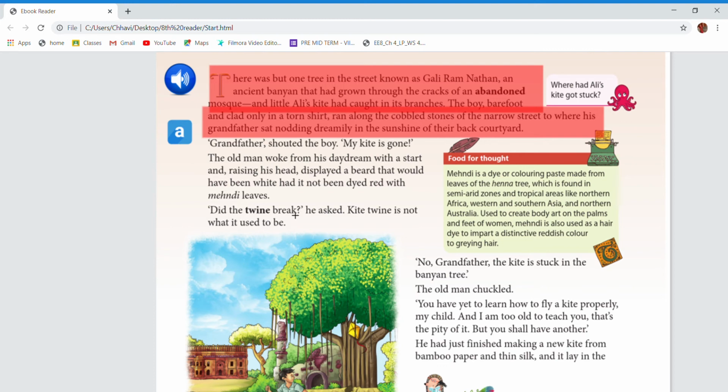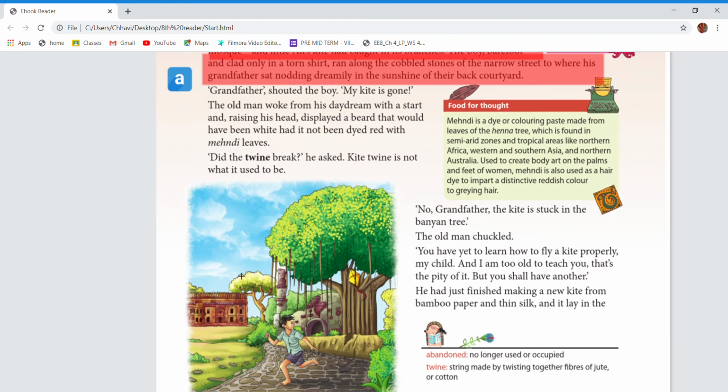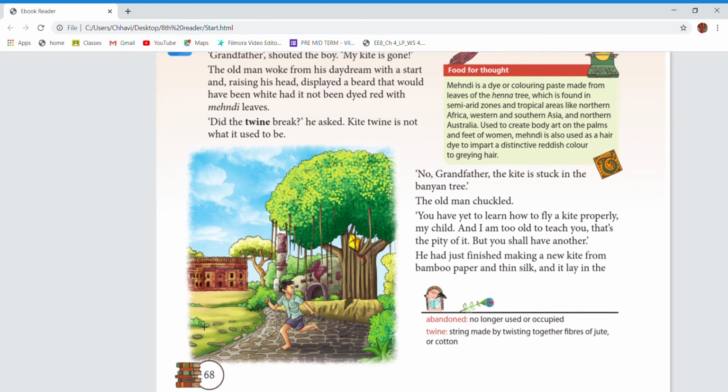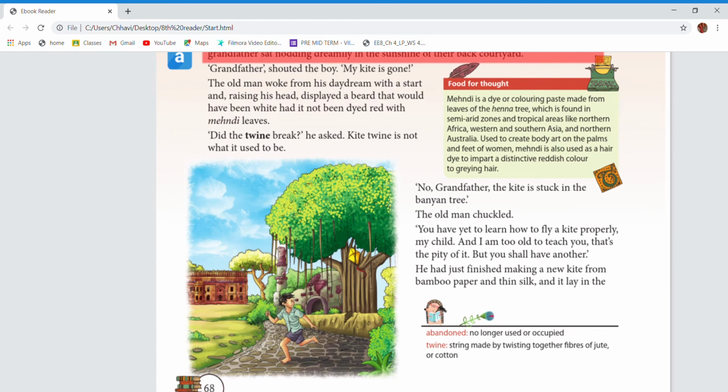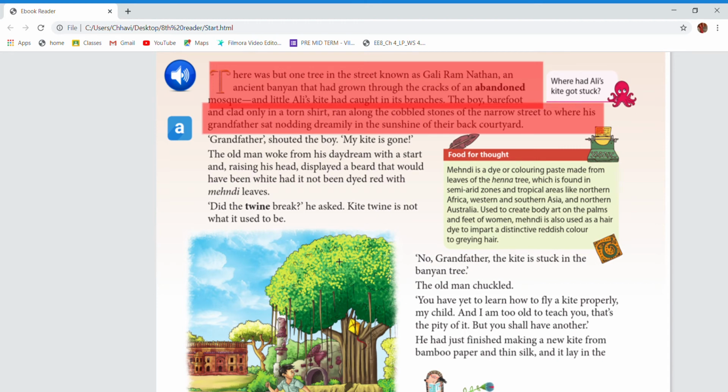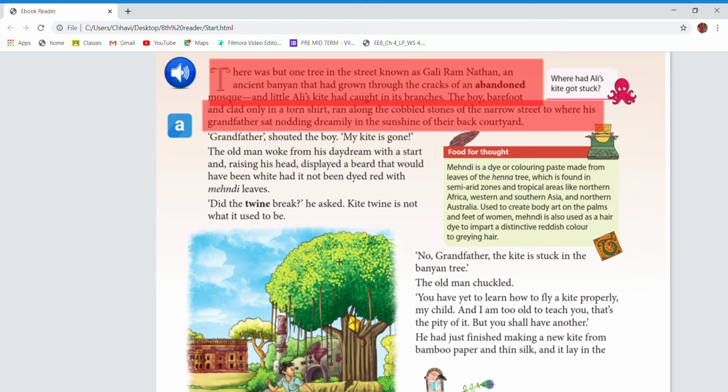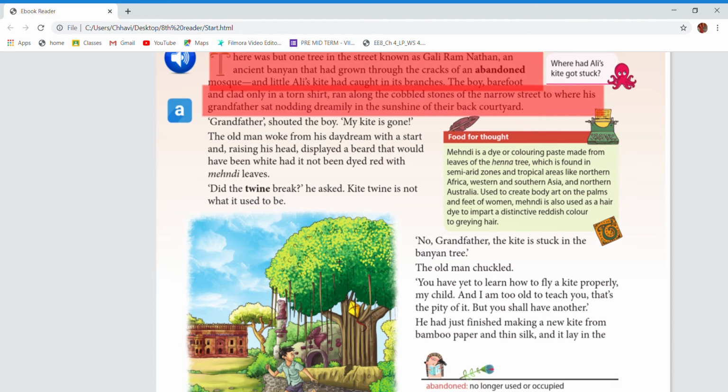The first paragraph of the story tells us that there's an ancient banyan tree, which has grown from the cracks of the abandoned mosque. And then we're introduced to this little boy Ali, who is wearing a torn shirt and he's barefoot, which tells us something about Ali. That means he belongs to a poor family. And he's running on this road, which is covered with small stones. And where is he running to? He's running to his grandfather. Why do you think he's running towards his grandfather? Yes, because his kite is stuck here.